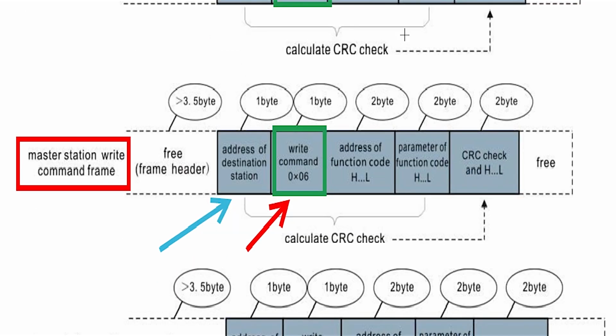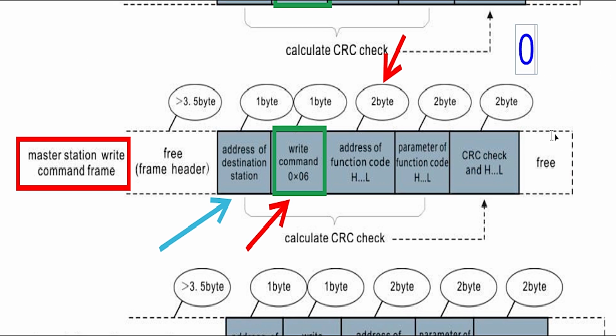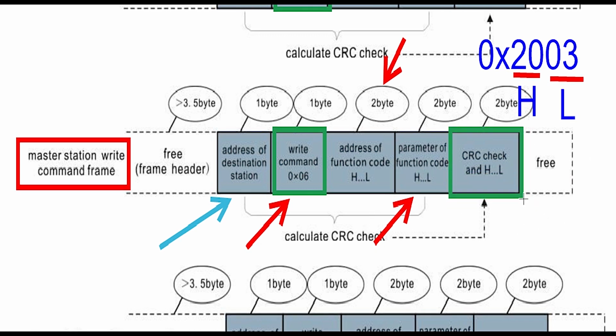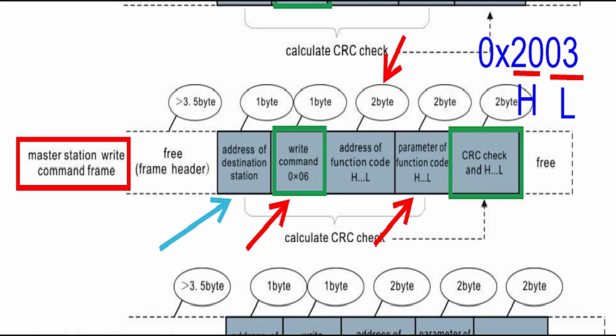Every function has a specified address and this is 2 bytes. Assume the address of some function is 0x2003. Here we send 20 in hexadecimal first and then send 03 in hexadecimal. Function data also follows the same rule. The final bytes are the CRC code, which is calculated by both the microcontroller and the slave to check whether any error exists or not.